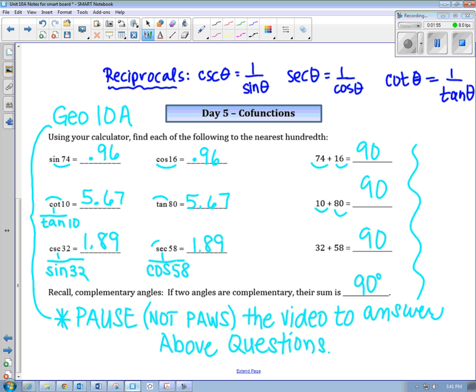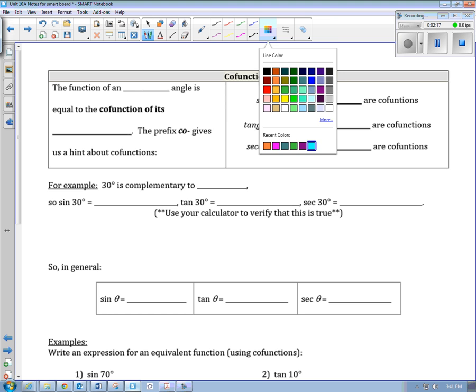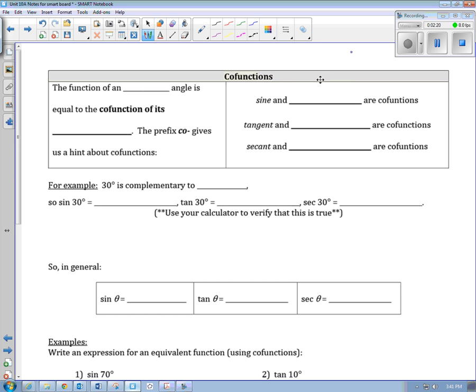And then we have secant and cosecant. Secant and cosecant are also co-functions, and their two angle measures add to 90. So that is no coincidence that that ends up happening. If we flip to the next page, we have a definition of cofunctions, and in this definition, it talks about the function of an acute angle is equal to the cofunction of its complement.